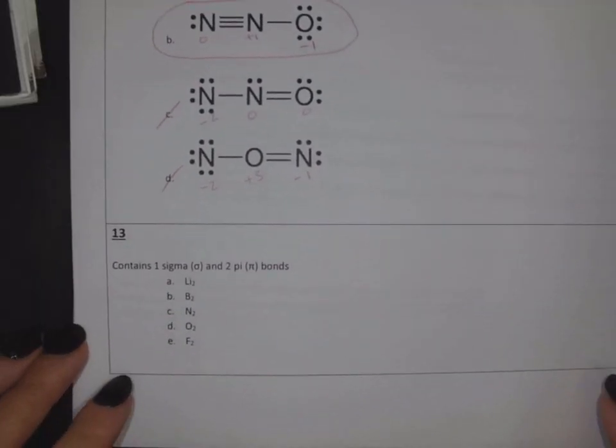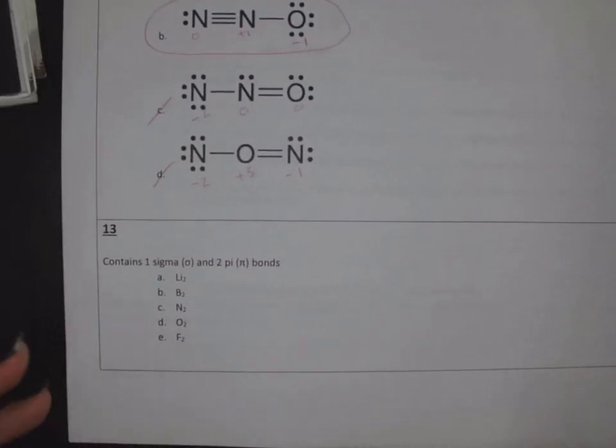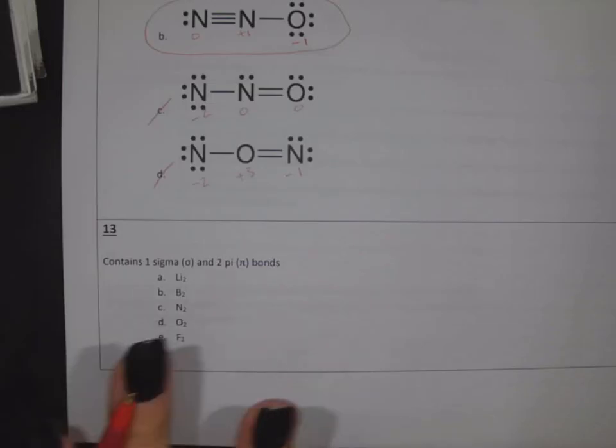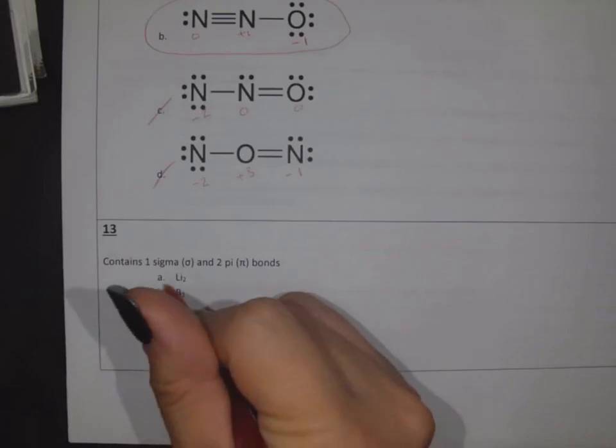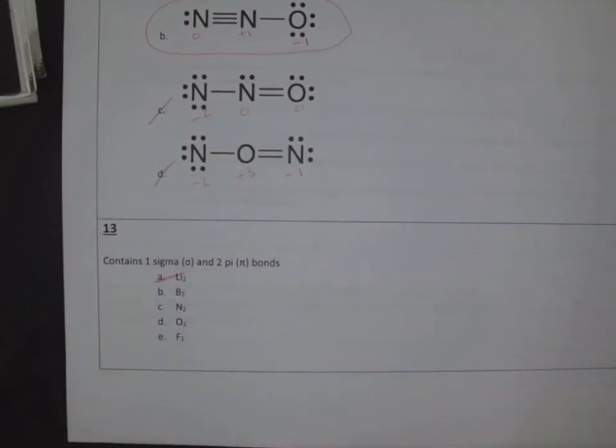Number 13, which of these molecules contains 1 sigma and 2 pi bonds? Okay. The first couple that I can throw away right away. Lithium is a metal, so we're talking 2 metals here, so these are not covalent bonds. We would need non-metals. So this is like a sea of electrons kind of deal, not covalent bonds.